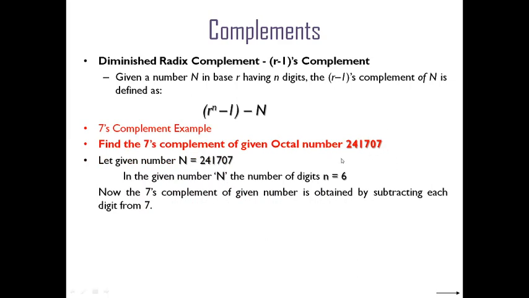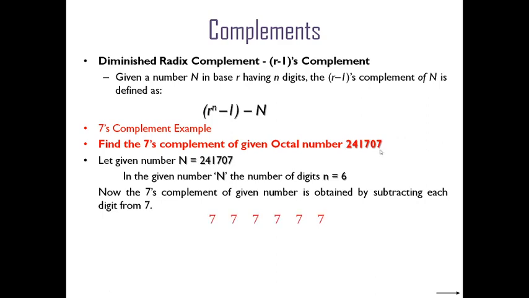This is the given octal number. Now I want to obtain the 7's complement. To obtain the 7's complement, let us first estimate the number of digits in the given octal number. The number of digits is 6. That means we have to get 6 sevens. 6 digits are there in the given octal number, so you have to consider 6 sevens. Like this you have to get the 6 sevens.